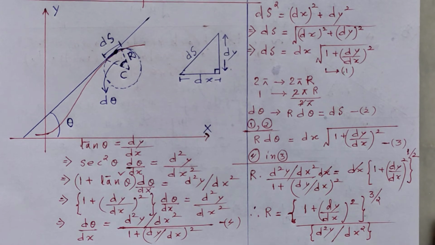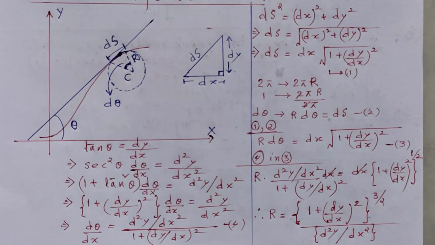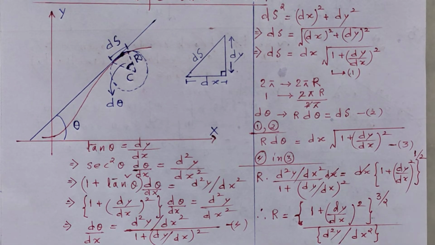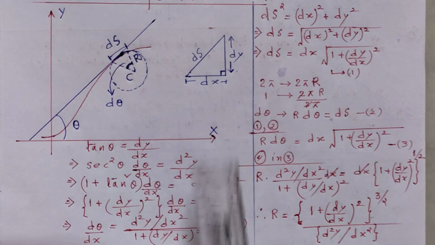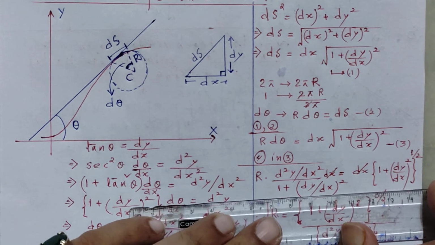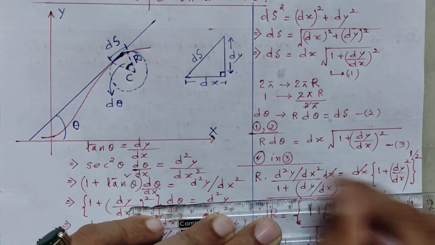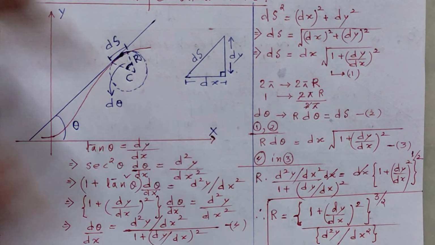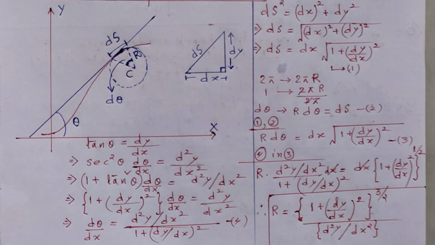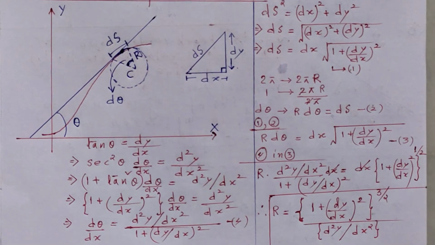So if you know a curve, if you go to any particular point on that curve, at that point you have to find out the value of dy/dx and also d2y/dx2, and then you have to use it to find out the radius of curvature of the curve at that particular point. Okay. So basically that's the final result.